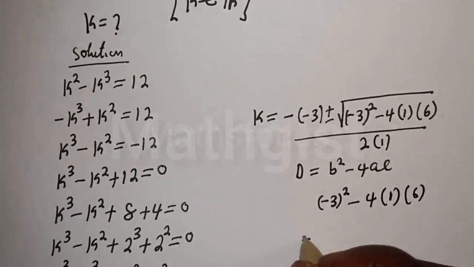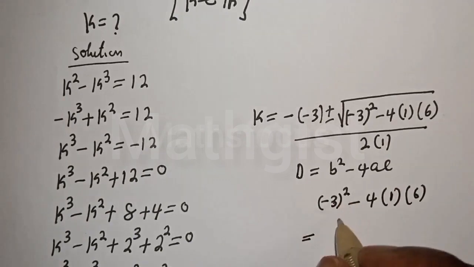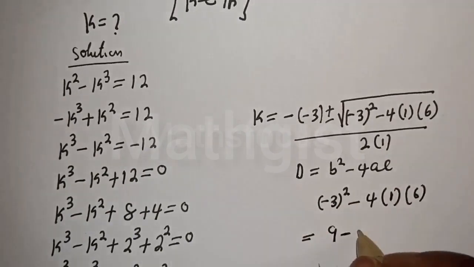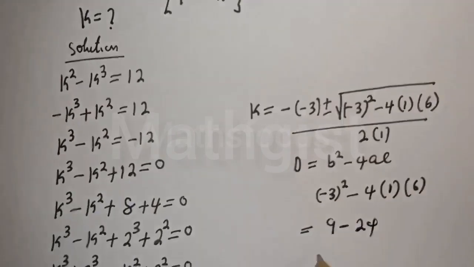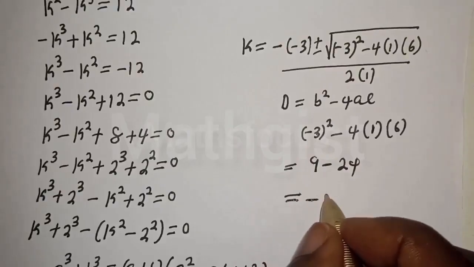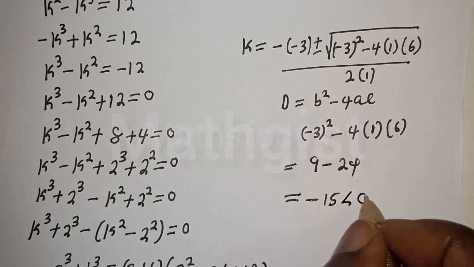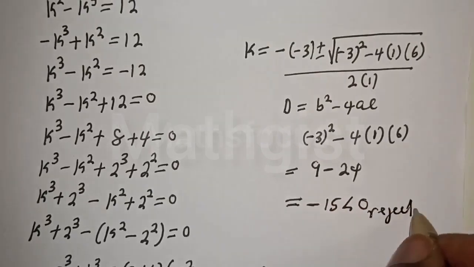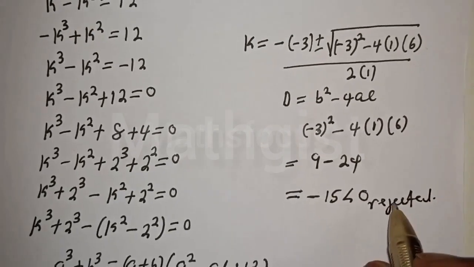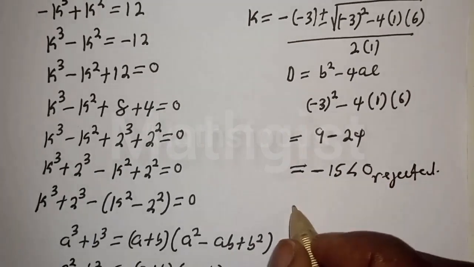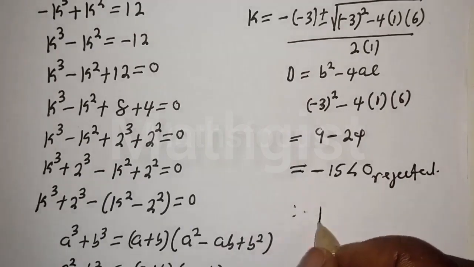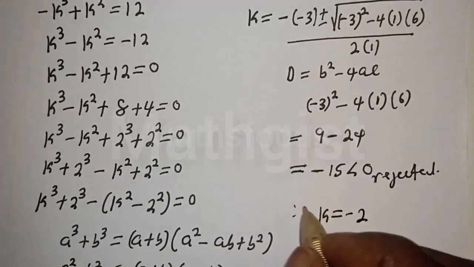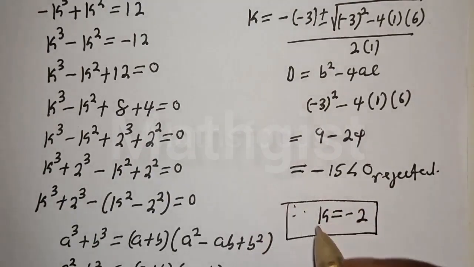Then this is equal to minus 3 squared, 9, minus 4 times 1 times 6, 24, equal to minus 15, and this is less than 0, so this is rejected because there is no real solution here. Therefore, the only real solution we have is k equal to minus 2. This is the final answer.